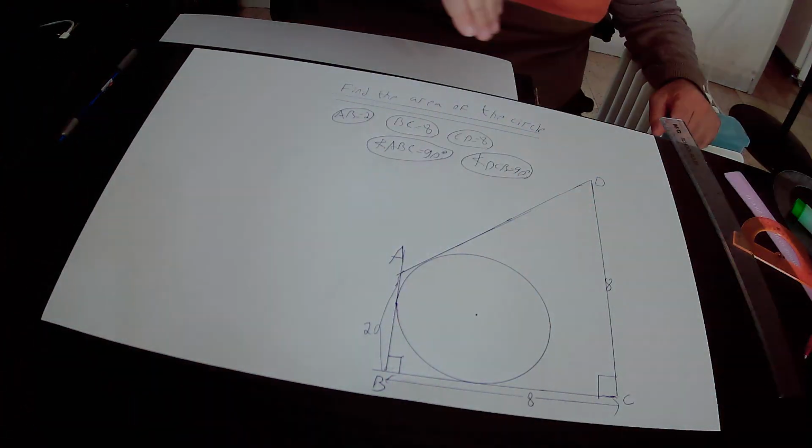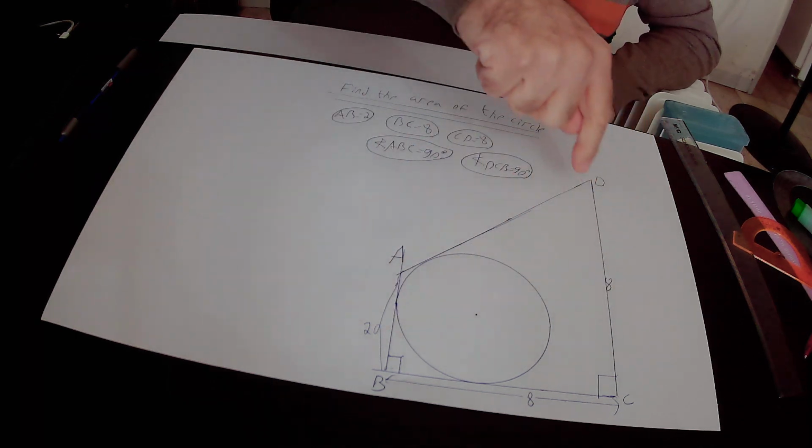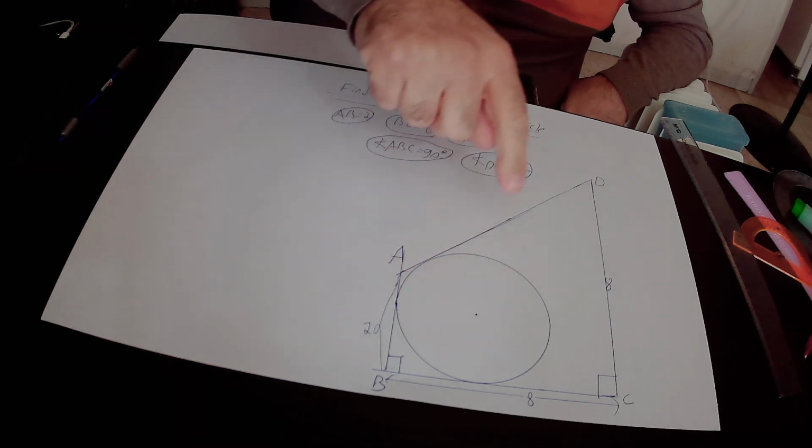Now, in this lecture, we'll find out the area of the circle. In the drawing, we have quadrilateral ABCD. Inside this quadrilateral, we have this circle.